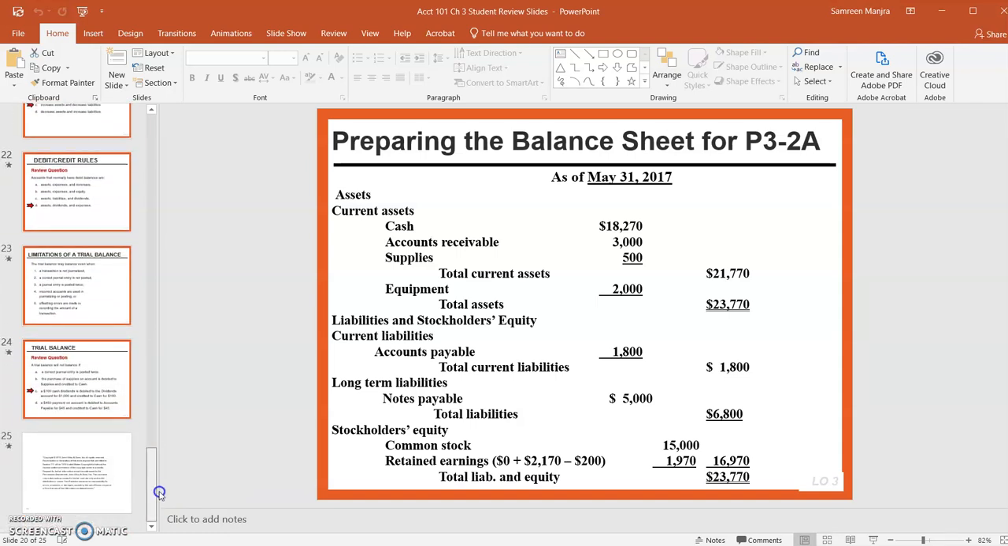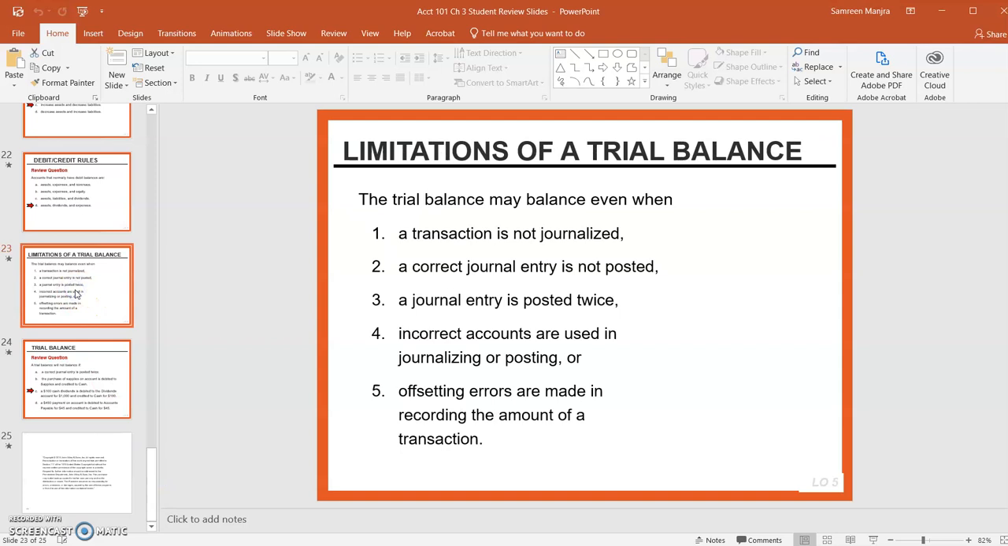The student review slides include some review questions that I recommend that you look at. But one of the most important topics to cover is that the trial balance has some limitations. The trial balance might have the numbers balance, but it will not uncover certain errors. So if you totally forgot to record a transaction, it's not going to find that. Or if a correct journal entry is not posted, it's not going to correct that. Or if there's a duplication, if a journal entry is posted twice.